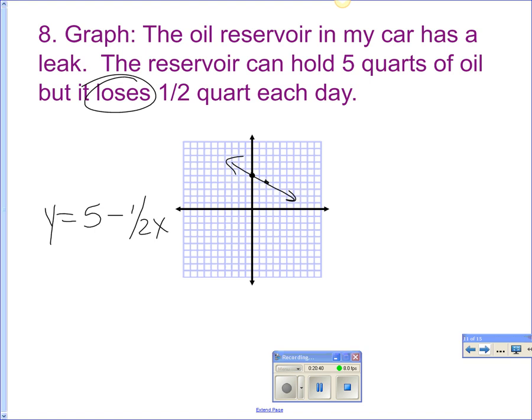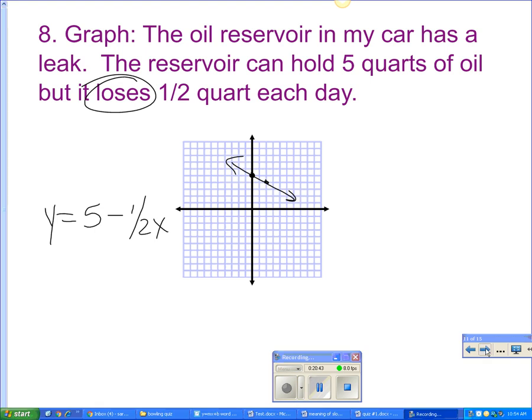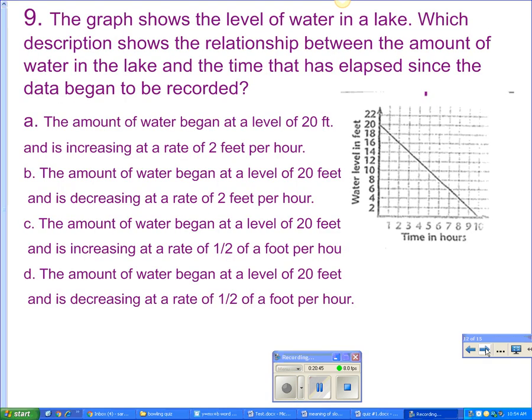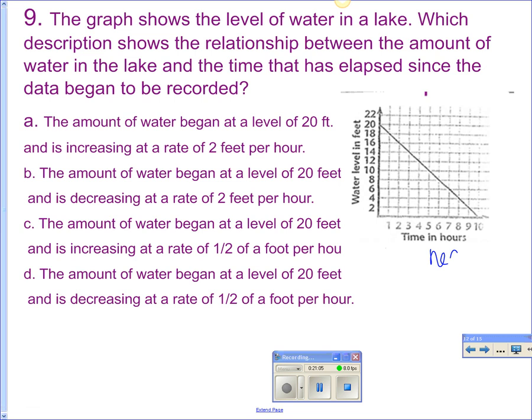Last page. Number 9, the graph shows the level of water in a lake. Which description shows the relationship between the amount of water in the lake and the time that has elapsed since the data began to be recorded? Louis, what's one thing right off the bat, one observation you can make about the graph? All right, it's got a negative slope. Good, it's going down. Guys, if you look, what word should they use for going down? Decreases. So look.